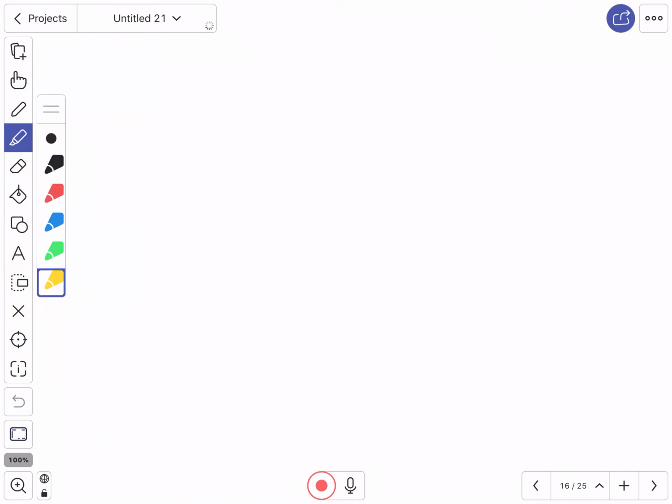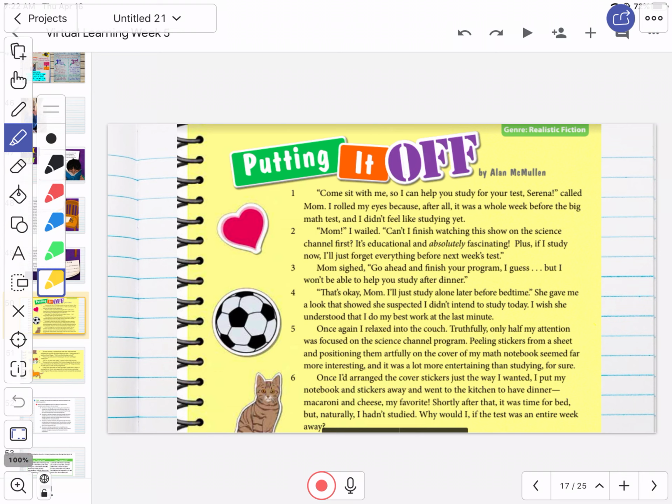Okay. All right. Let's look at our next text. This one is called Putting It Off. And the first paragraph starts with dialogue. So I am going to mark out dialogue as I read.